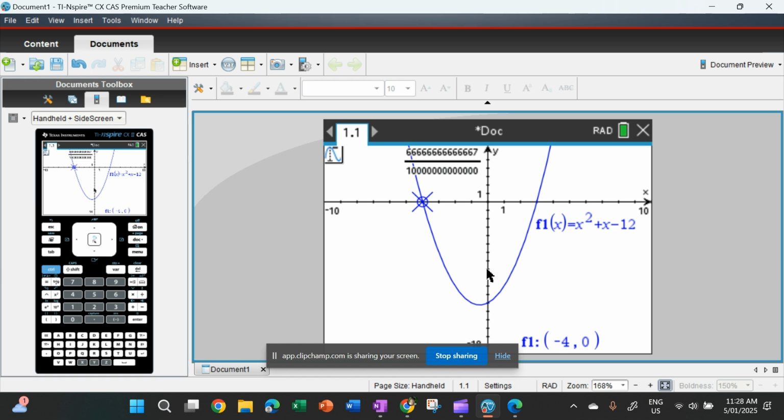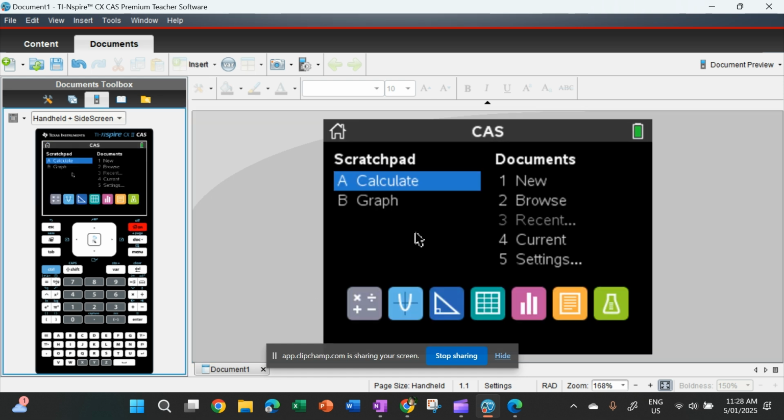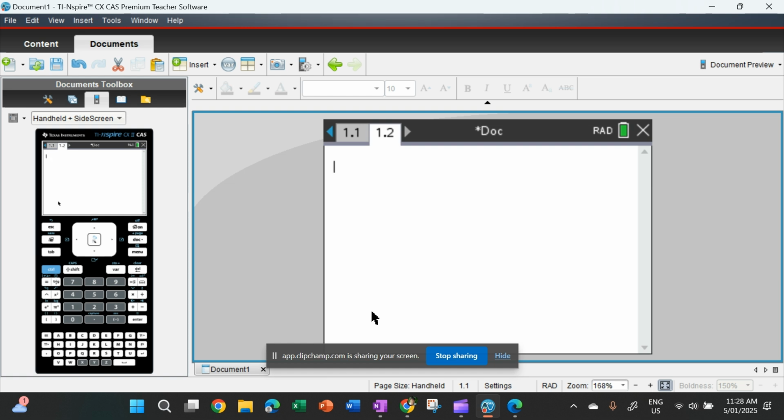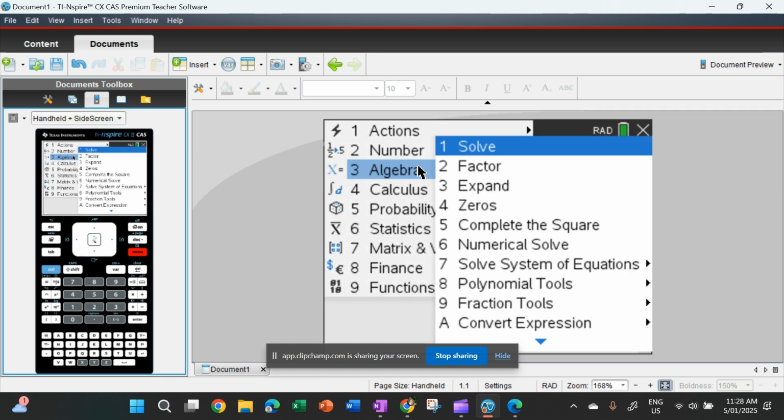So what does that mean? It's like y greater than zero, which is like when x equals... when y can be greater than zero. Which means they should have a range or in between or something. So what we do is we go back to the calculator. We press menu, algebra, solve.